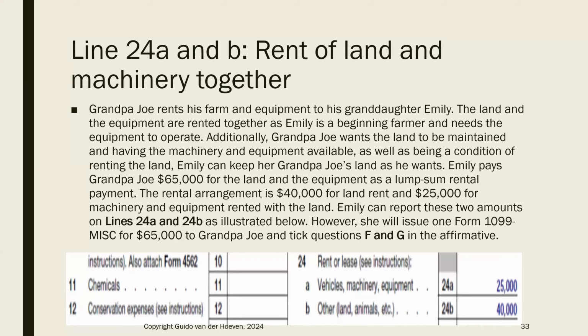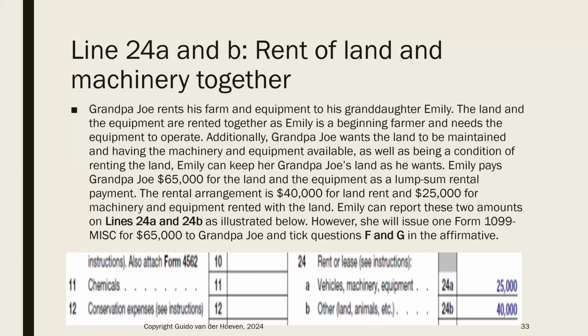Emily pays him $65,000 for the land and the equipment as a lump sum. The rental arrangement is such that it's $40,000 for the land and $25,000 for the machinery. And she would report these two items on lines 24A and 24B, as you can see listed there. So the machinery rent's $25,000 and the land rent's $40,000. But she's going to issue one Form 1099 miscellaneous for $65,000 to Grandpa Joe.